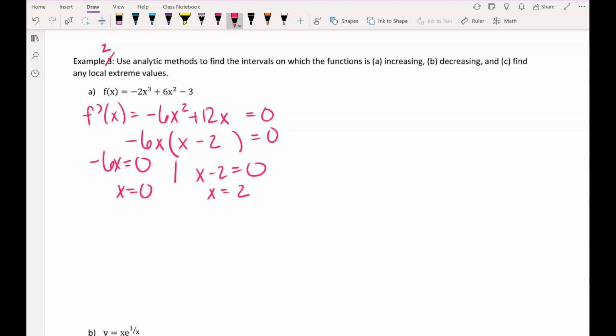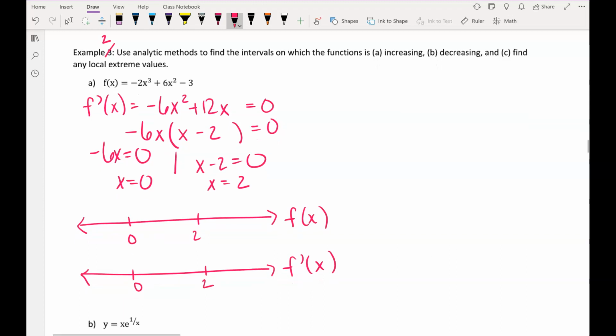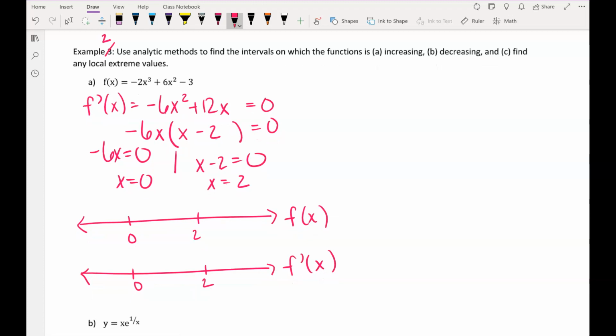Now we are going to make a number line. I'm going to make 2 number lines here, okay, students? The first number line is for f of x, and I'm also going to make another number line for f prime of x. Since we have 2 critical points, I'm going to use both. And remember, whether you are graphing f of x or f prime of x, the x location should always be exactly the same. So let's do f of x first.